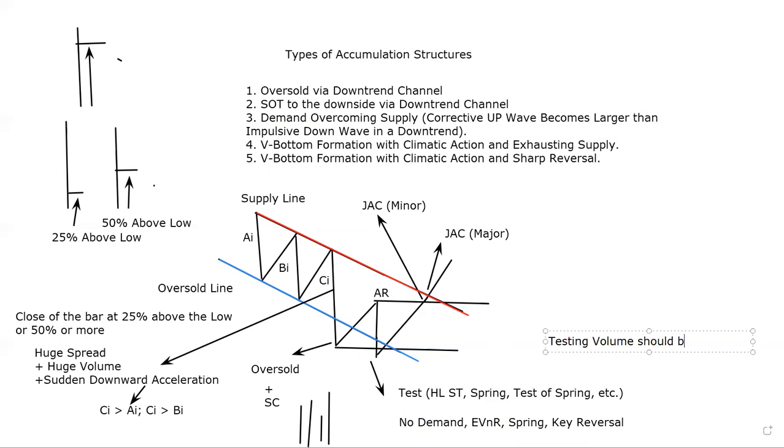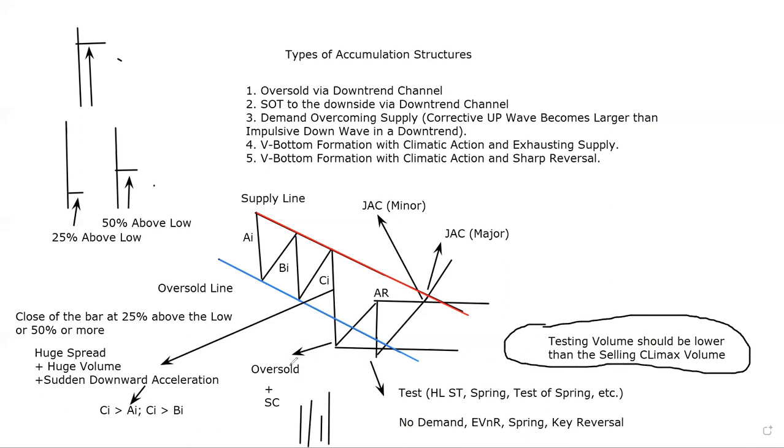should be lower than the selling climax volume. Got it? This is a very important criteria. So why is it important? The testing volume should be lower than this selling climax volume, the volume over here. This kind of volume can be higher, but it should be lower than this volume. It's very important. If it's not lower, I will tell you the reason why it's important.